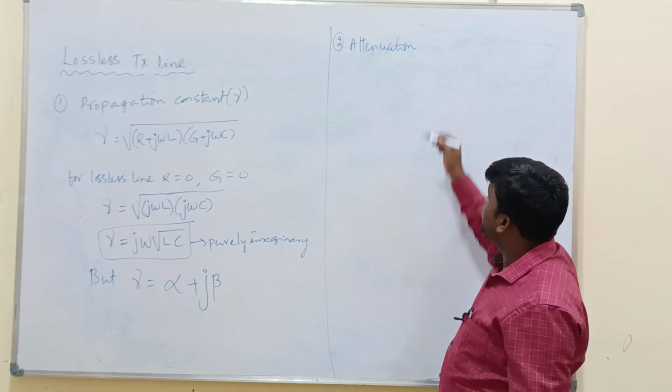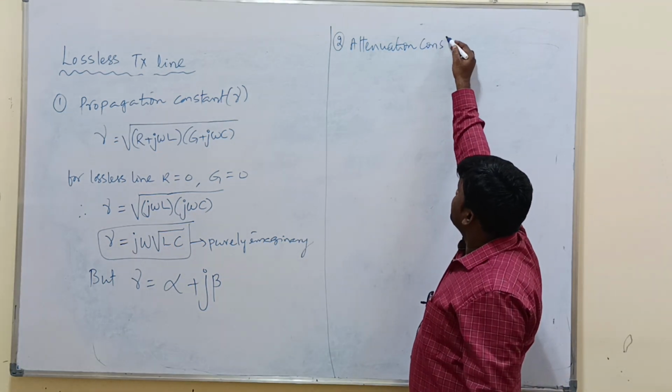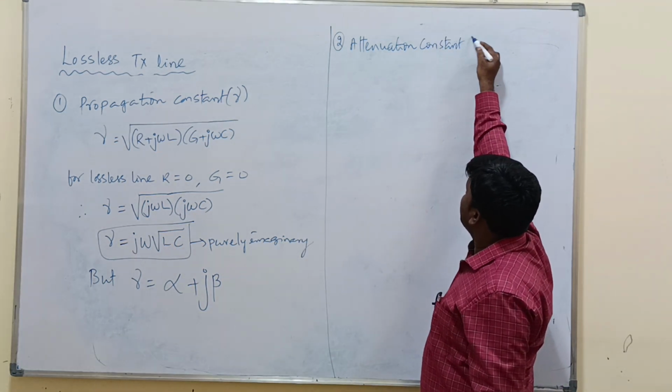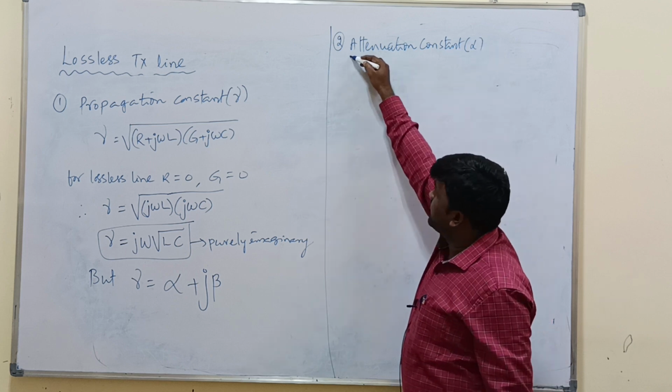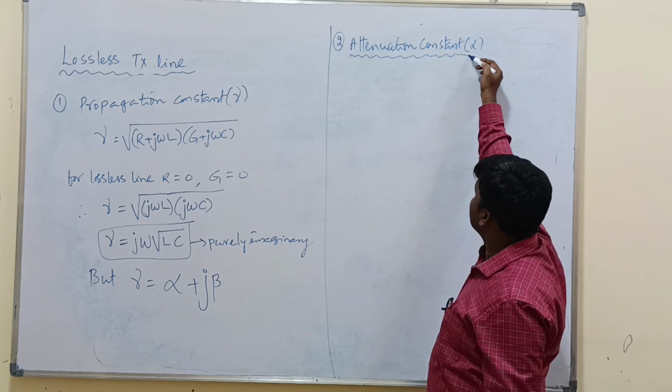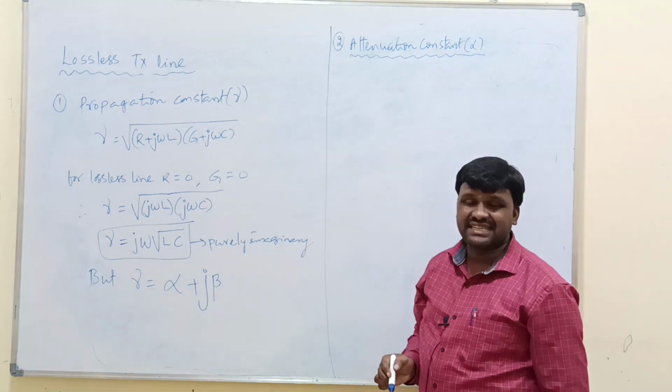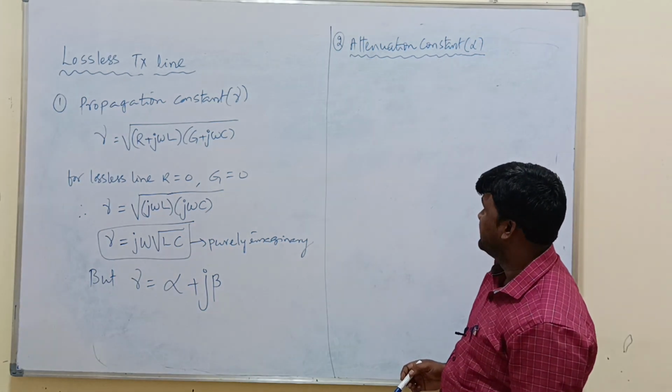Attenuation constant. Attenuation constant is represented as alpha. Alpha is nothing but the attenuation constant. What is meant by attenuation? Reduction of the signal strength over a distance.